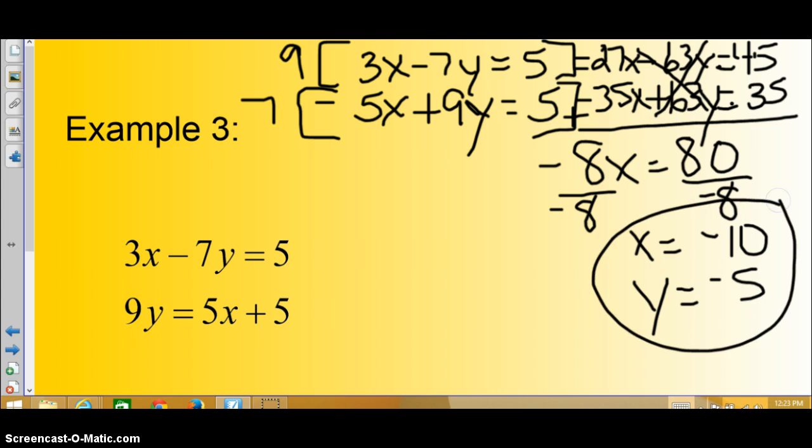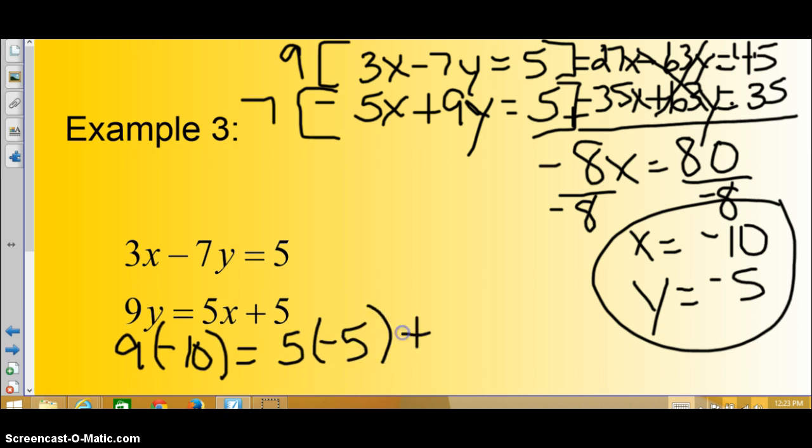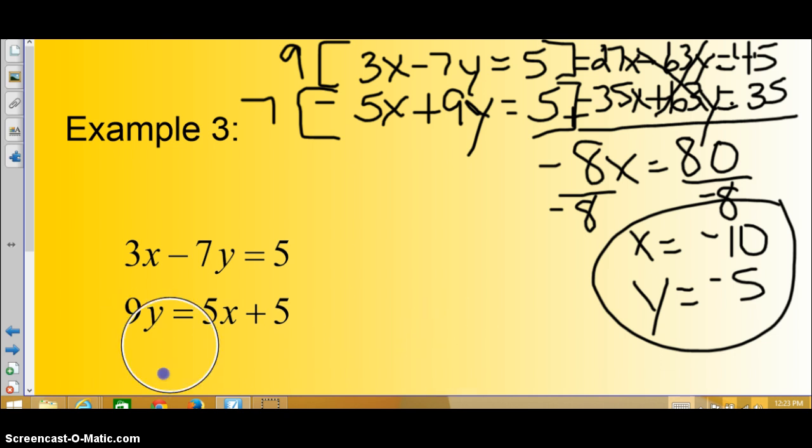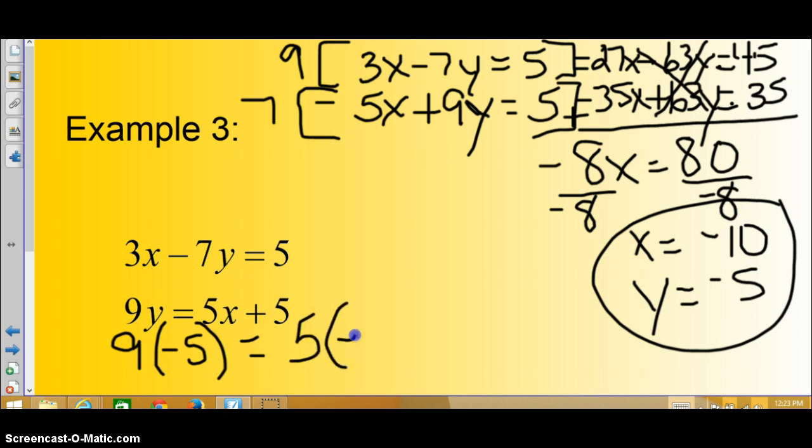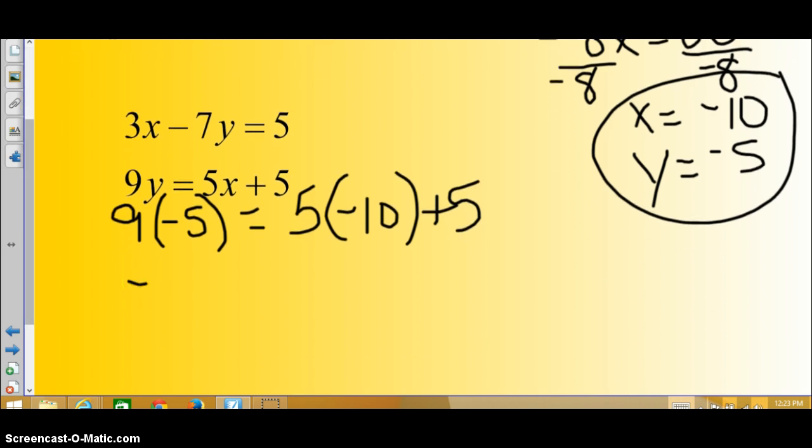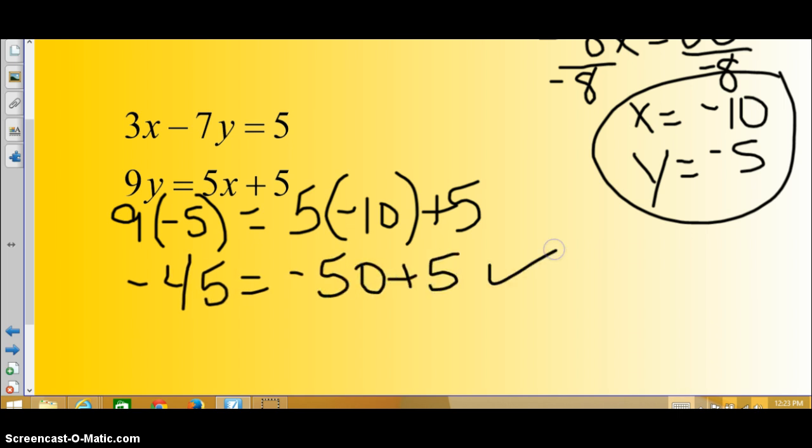Substituting in these numbers to make sure they work in that second equation gives us 9 times negative 10 for x, 5 times negative 5 plus 5. Oh, I'm sorry, excuse me, I wrote that wrong. Time out. I forgot the equation was moved around. We've got 9 times negative 5 is equal to 5 times x, which is negative 10, plus 5. Sorry about that. We've got negative 45 equal to negative 50 plus 5. Is that a true statement? Yes, it is.